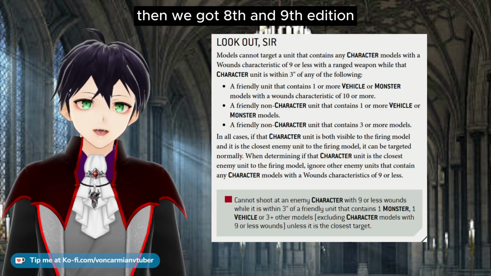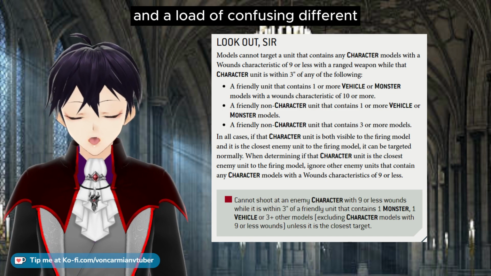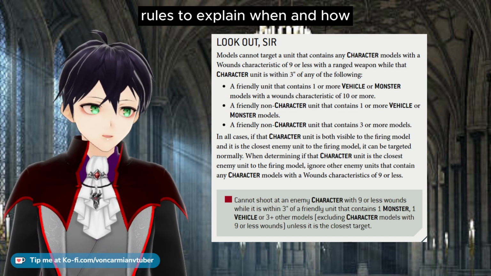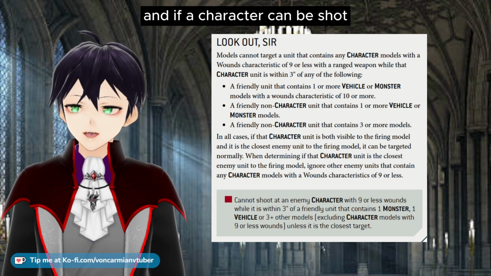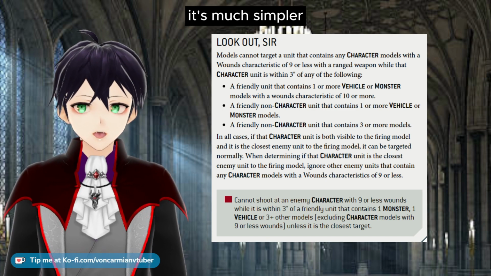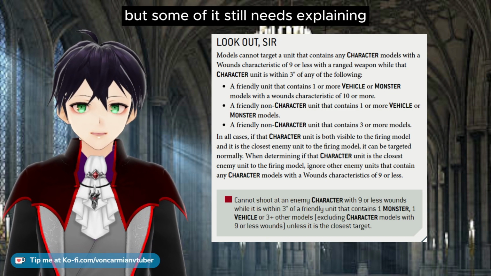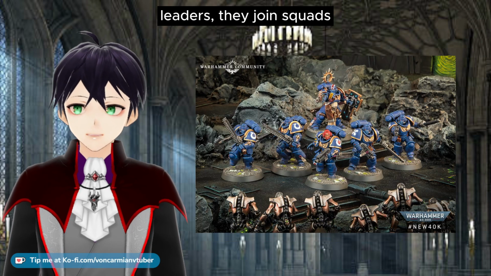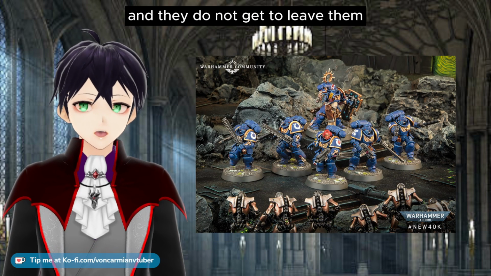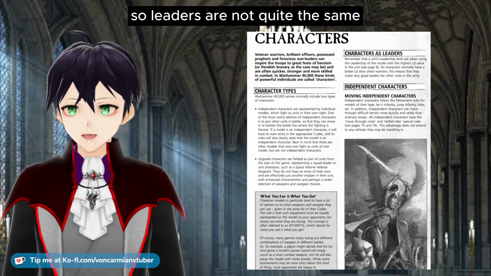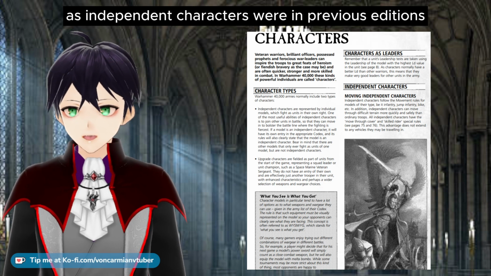Then we got 8th and 9th edition when it was all about auras, and a load of confusing different rules to explain when and how and if a character can be shot. Now thankfully it's much simpler, but some of it still needs explaining. Leaders. They join squads, and they do not get to leave them. So leaders are not quite the same as independent characters were in previous editions.